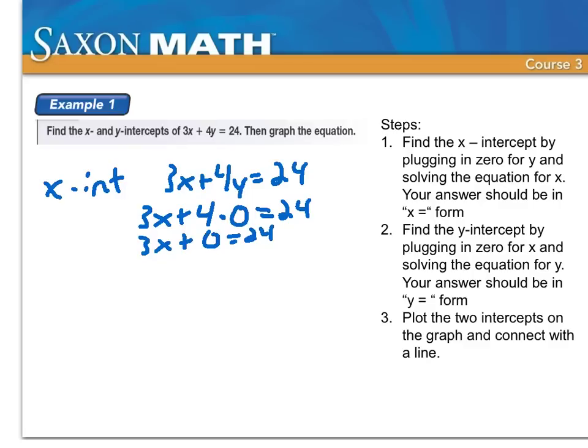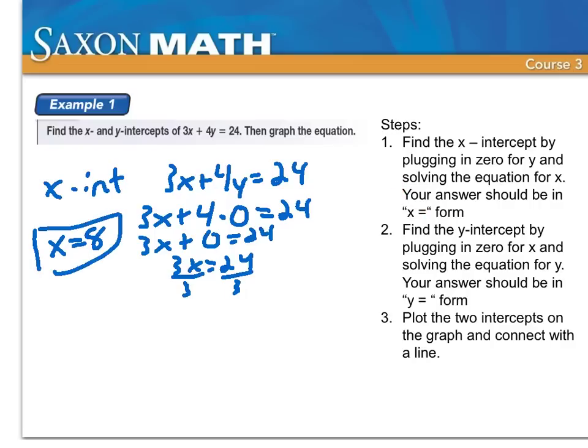Adding 0 isn't doing anything, so we could just say that's the same as 3x equals 24. And then we're going to solve for x, and we're going to get x equals 8. So that's my x-intercept. And notice this says that when I solve for my x-intercept, my answer should be in x equals form. So there's my x-intercept.